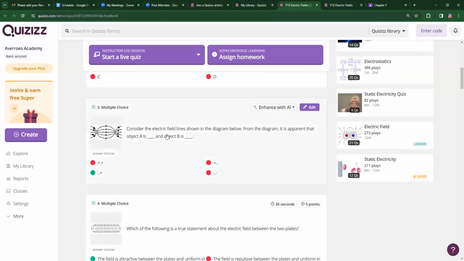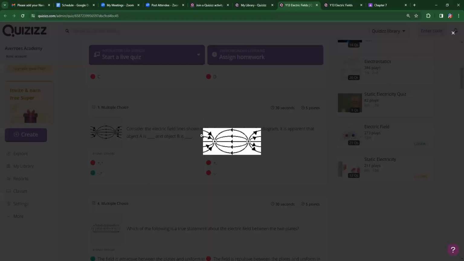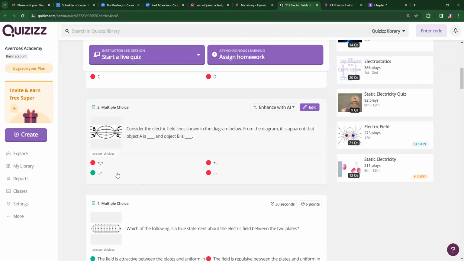Okay, for question 3, consider the electric field lines shown in the diagram below. From the diagram, it's apparent that object A is, okay, what is the charge for A and B? A is negative, towards negative, and B is positive. Electric field lines are going out of positive, out of B, so B is positive, and towards A, into A, so A is negative charge. Out of positive towards negative. So the combination is negative, positive.